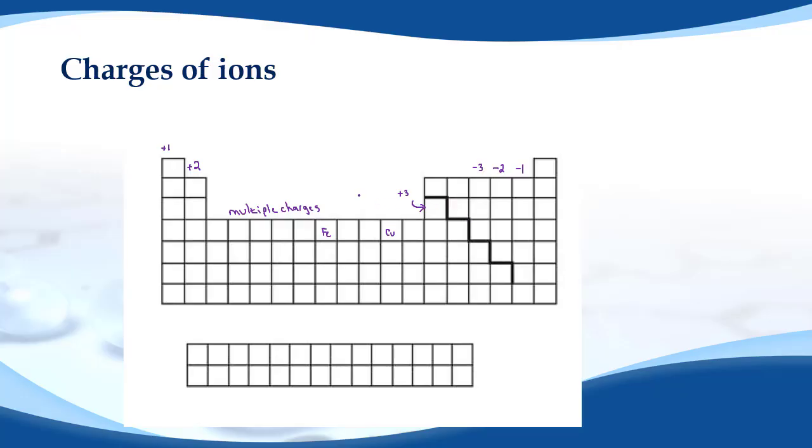All right, so those are ions, our charged particles. And I will see you guys next time when we start actually figuring out how many different protons, neutrons, and electrons things actually have.